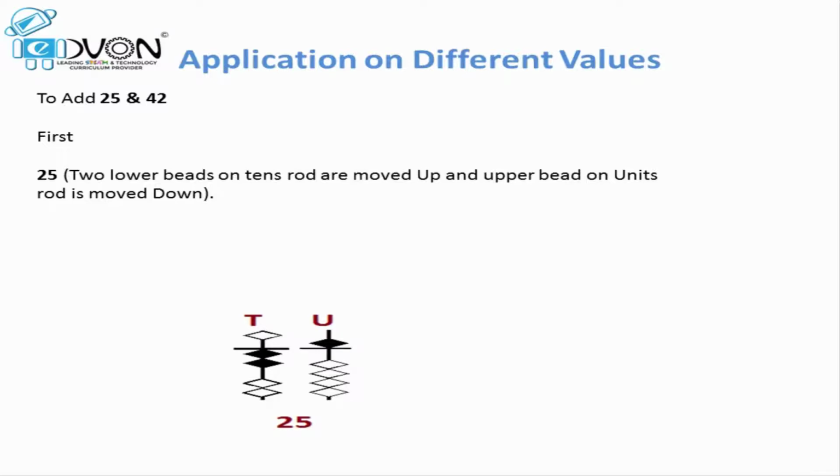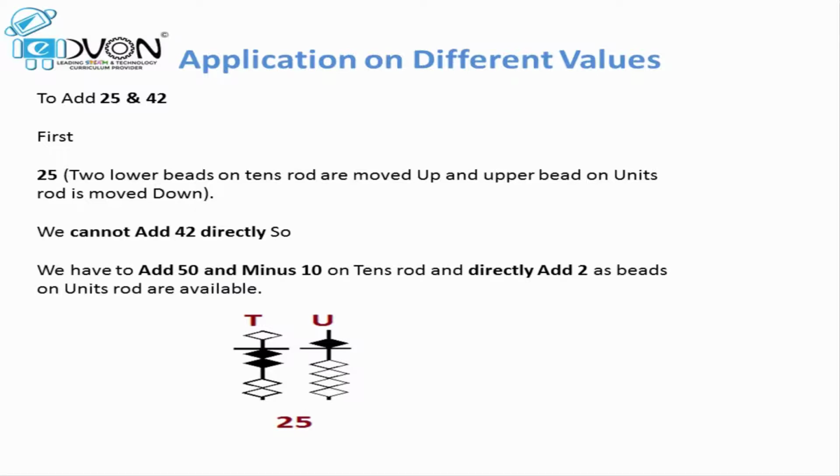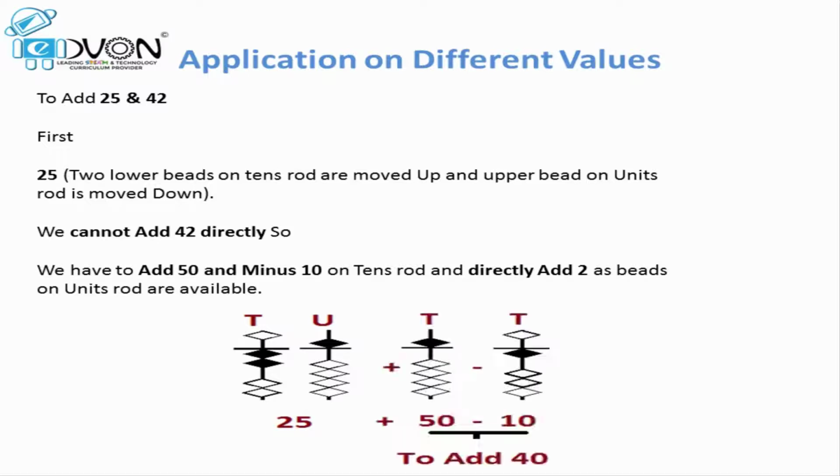To add 40 on tens, we do not have enough lower beads. We have only 2 lower beads left and we have upper bead on tens rod. So we cannot directly add 40 on tens. We will apply the formula. First, we will add 50 and subtract 10. That is, we will move upper bead down on tens rod and we will move away one lower bead from the calculation bar.